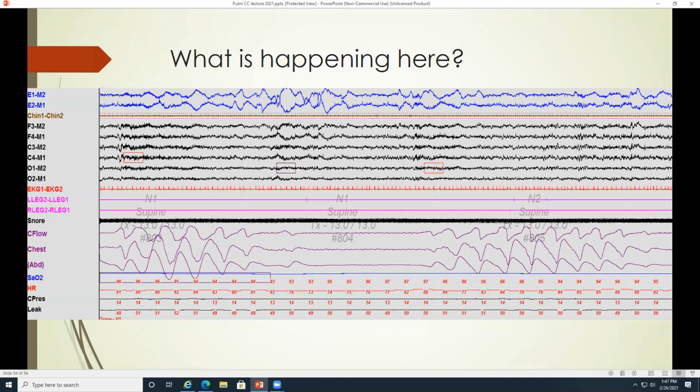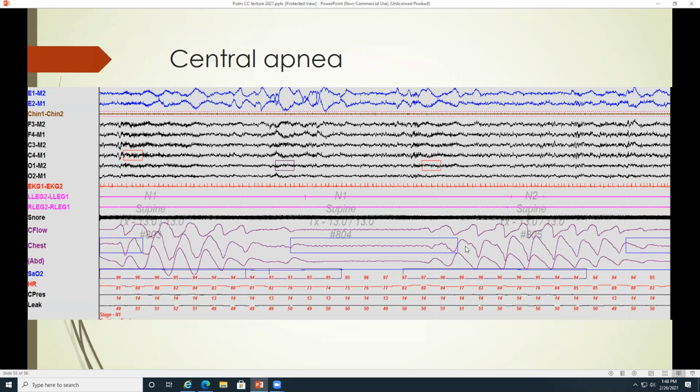I heard someone say central. So that's good. Obviously there's loss of movement here, and then the respiratory: no flow. It goes from full breath to zero, so that's going to make it an apnea. And there's no effort there on the bottom, so again, that shows that it's central. Okay, so that's a central apnea.